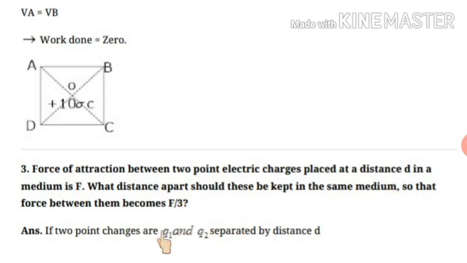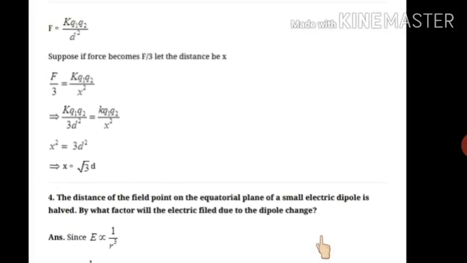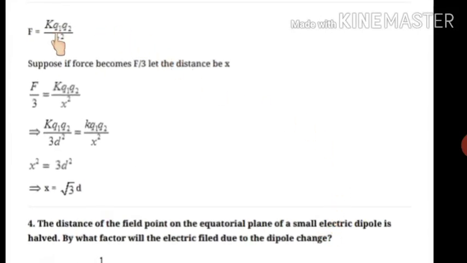So what we have considered, that let us suppose Q1 and Q2 are the two charges and they are separated by distance d. Okay. Now we will apply Coulomb's law. So according to Coulomb's law, we can easily write F is equal to K Q1 Q2 upon d square. So this we have written in accordance with Coulomb's law.